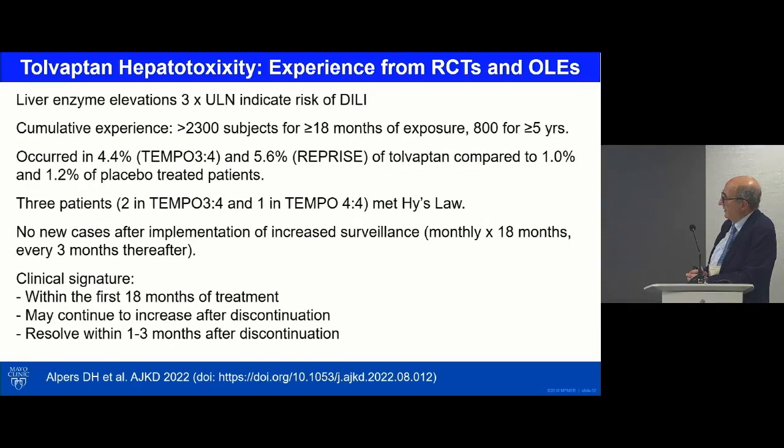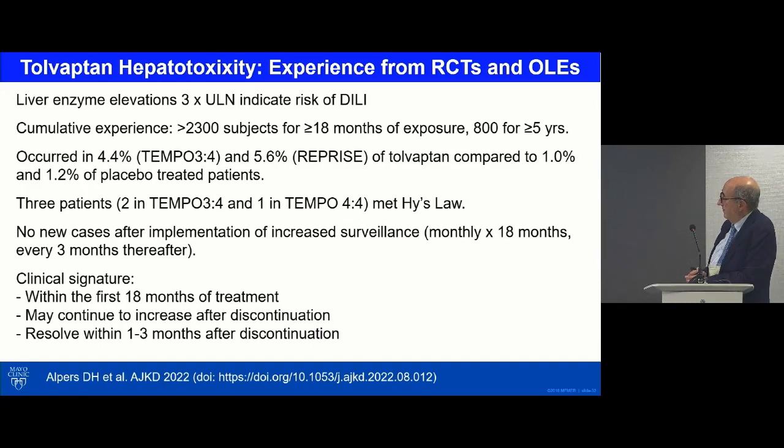It involves experience in over 2,900 patients, 2,300 of which had been exposed to tolvaptan for more than 18 months and 800 for more than 5 years. So in TEMPO 3:4 and REPRISE, the elevation of transaminases over 3 times the upper limit of normal were 4.4 and 5.6%, compared to 1% and 1.2% in the placebo-treated patients.